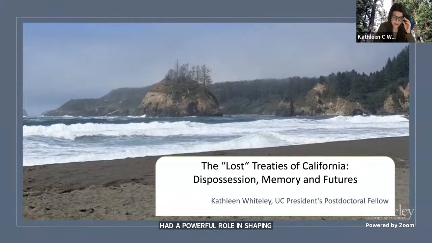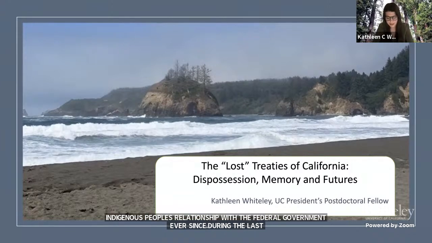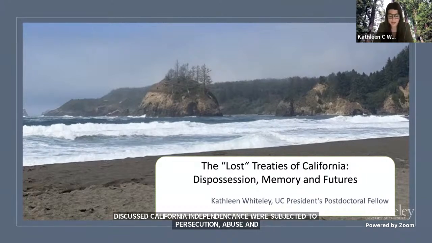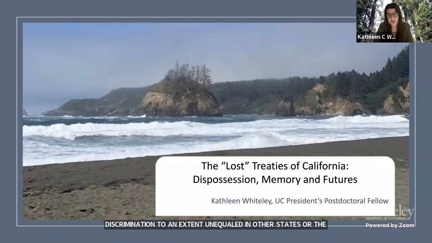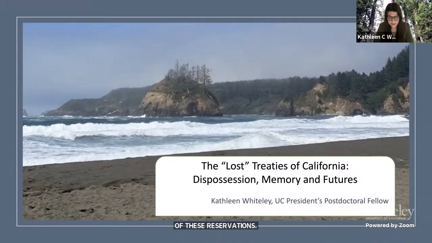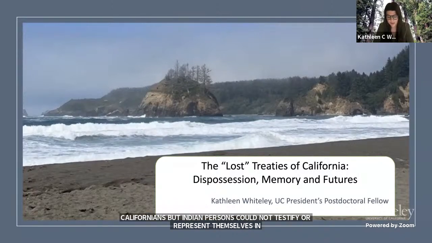During the last half of the 19th century, as Brittany just discussed, California Indians were subjected to persecution, abuse, and discrimination to an extent unequaled in other states where the treaty-making policy of the government had resulted in the establishment of these reservations. Following statehood in 1850, California passed a law for the government and protection of Indians, which not only legally sanctioned indentured servitude and slavery of Native Californians, but also that Indian persons could not testify or represent themselves in court. After the 18 treaties were rejected by the Senate, some military reservations were established, but many tribal nations were forcibly removed from their lands.